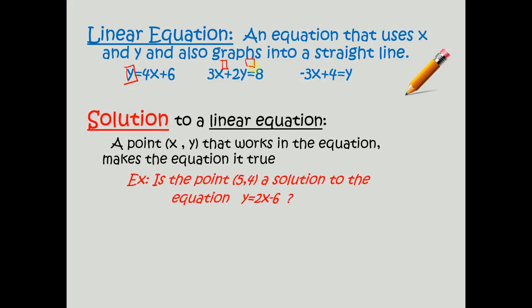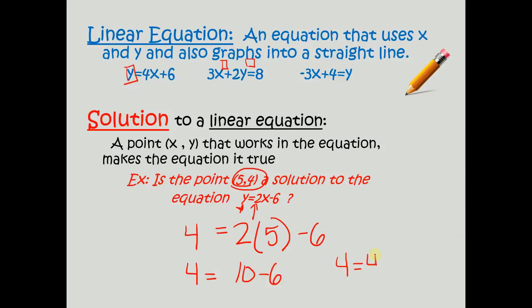Now, what does it mean to be a solution to a linear equation? What that means, there is a point, x, y, that works in the equation and makes the equation true. So, is the point (5, 4) a solution to the equation y equals 2x minus 6? What we're going to need to do is plug this in for x and for y. So I'm going to have 4, because that's my y term, right? 2 times my x, which is 5, minus 6. So I got 4 equals 2 times 5, that's 10, minus 6. So 4 equals 4. That is true. Thus, this is a solution.